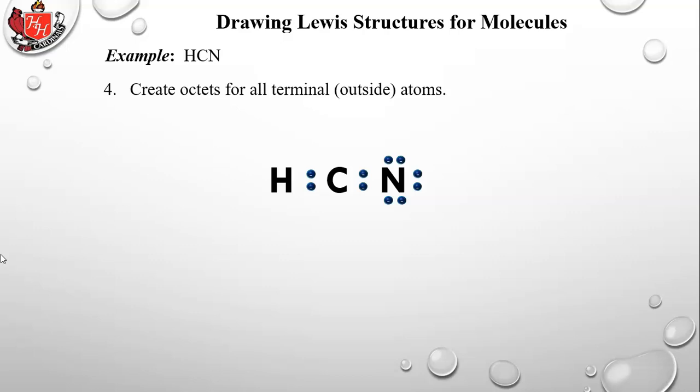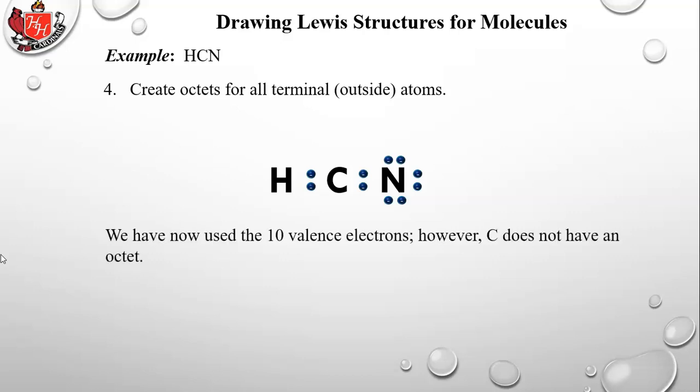So we've met one of the 2 rules we have to meet. We've used the proper number of electrons, 10. However, the problem is carbon does not have an octet, so we need to figure out a way to rearrange those electrons without adding or subtracting any of them, rearrange them so that everyone has an octet. Nitrogen has 8, carbon has 8, and hydrogen has 2. So we have now used the 10 valence electrons, however, carbon does not have an octet. Rearrange the lone pair electrons to create an octet for carbon.